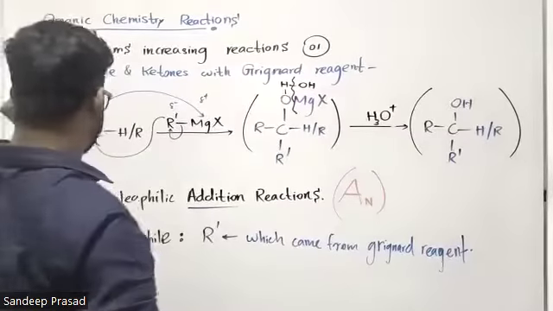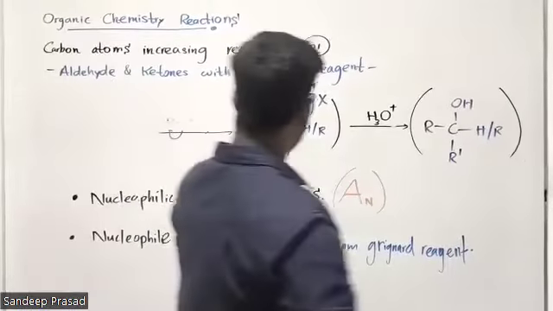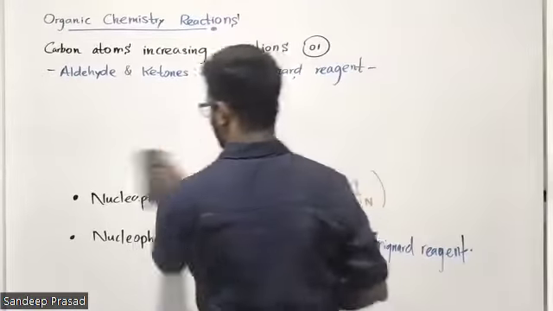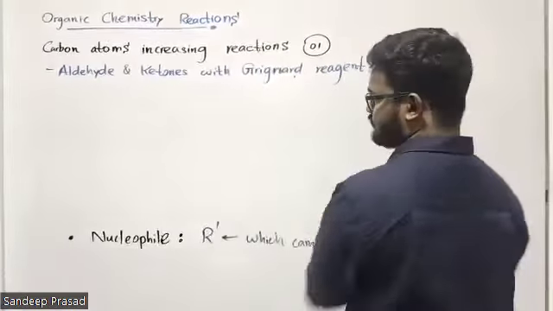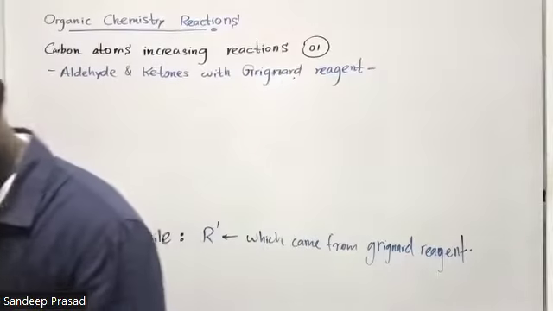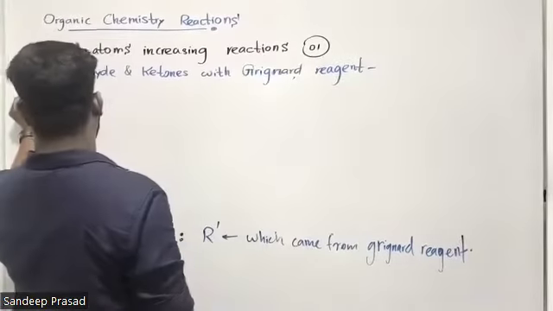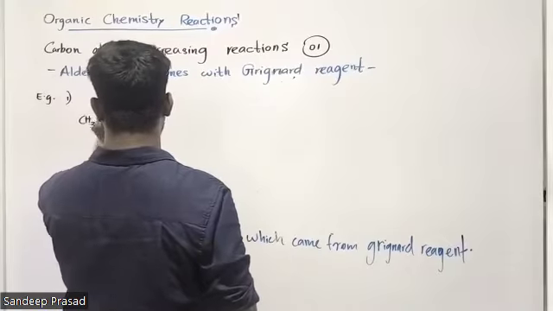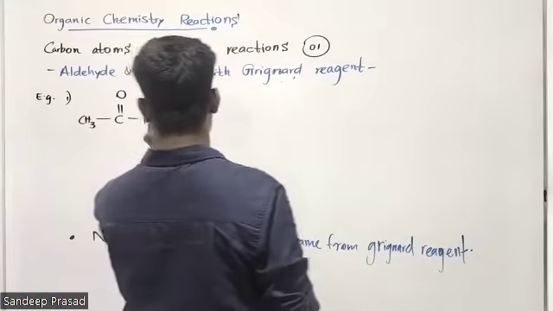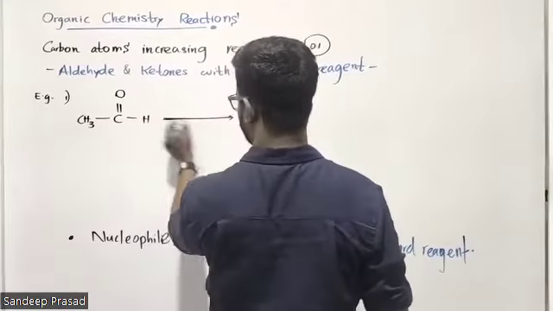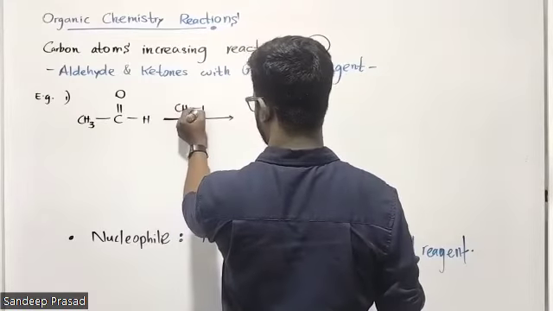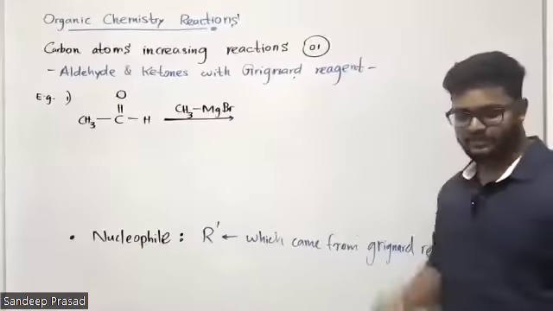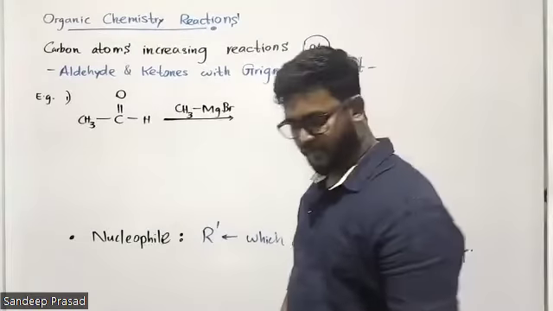Right. Now let's consider a few example reactions. Then you will understand this one more. Example number 1. We are adding the Grignard reagent CH3MgBr. So then tell me what will happen.